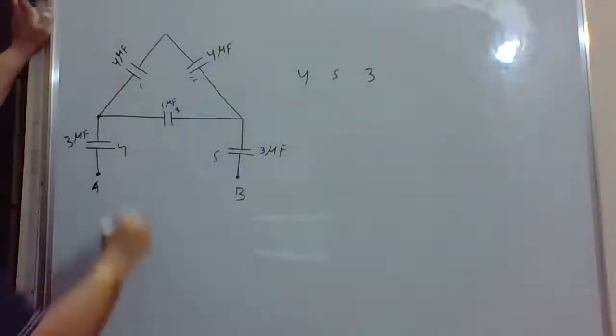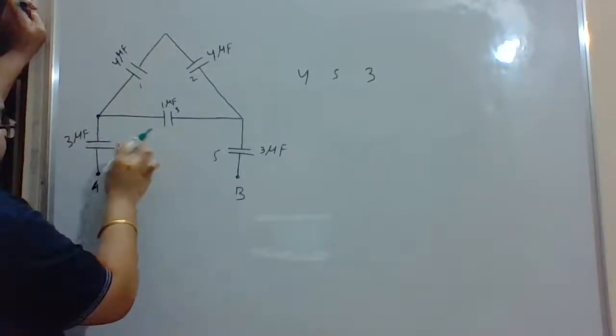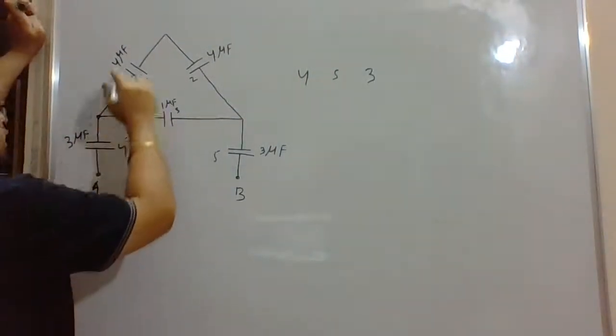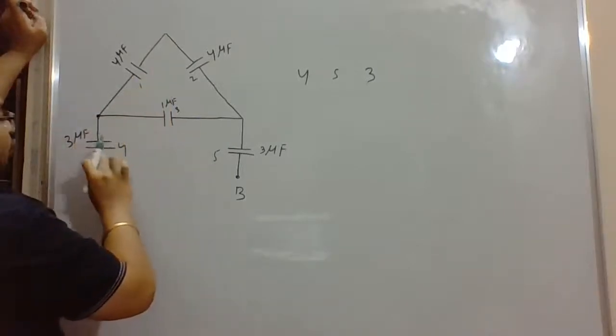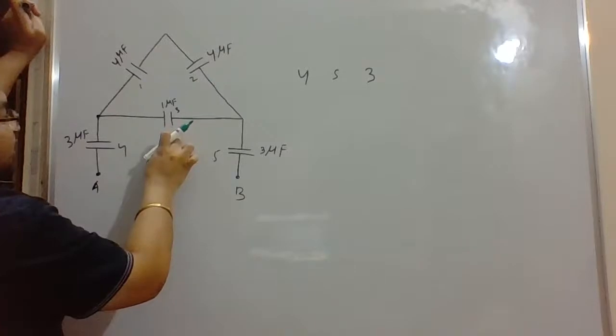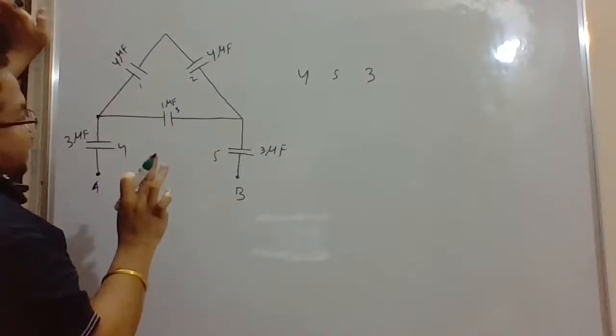The answer is no, because at this junction point, yes, it's right that 4 and 3 are connected, but you see, 1 is a disturbing element here. So 4 and 3 cannot be a happy lovers couple. 1 is a disturbing element, so it's troubling their relationship.